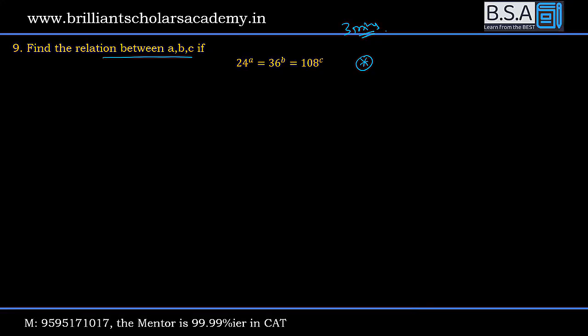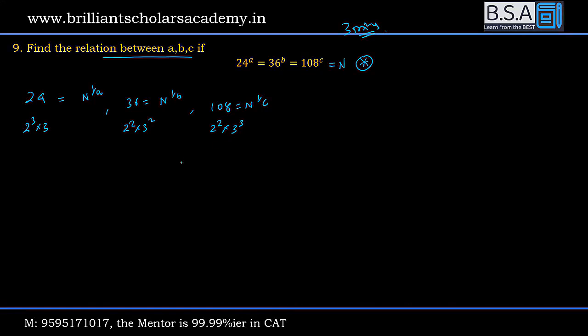So see, first thing is same. I will assume these are equal to some number n. So 24 is equal to n to the power 1 by a. 36 is equal to n to the power 1 by b. And 108 is equal to n to the power 1 by c. Break these down further. This is 2 cube into 3. This is 2 square into 3 square. This is 2 square into 3 cube.